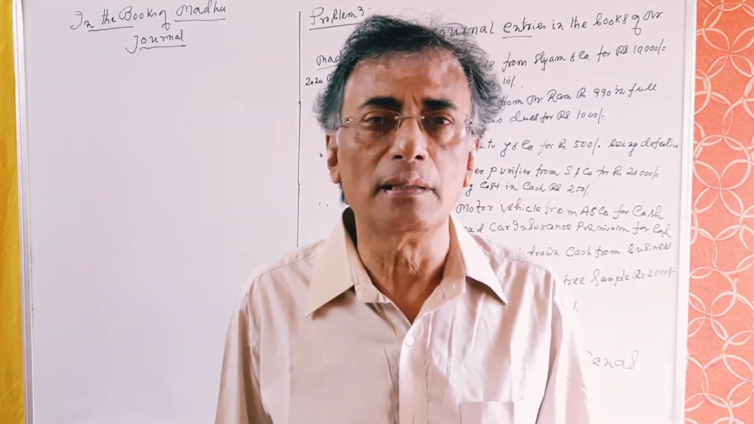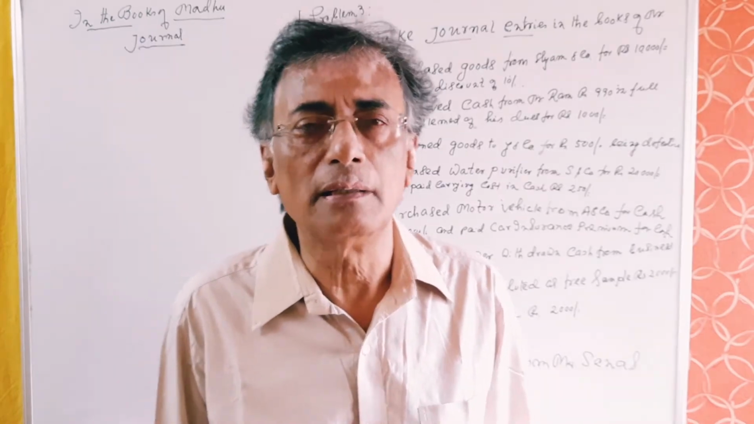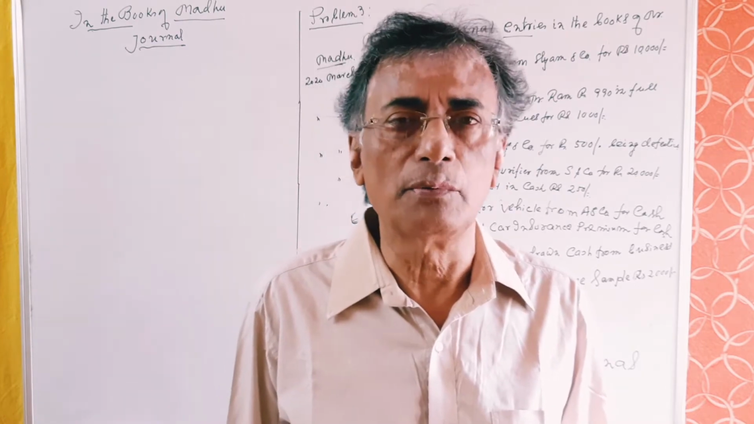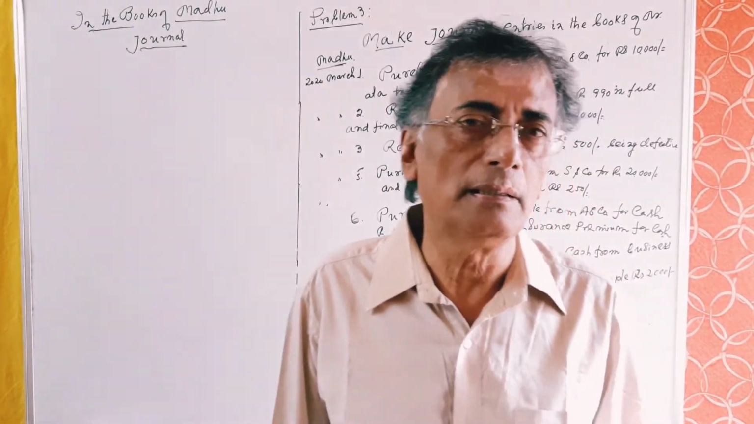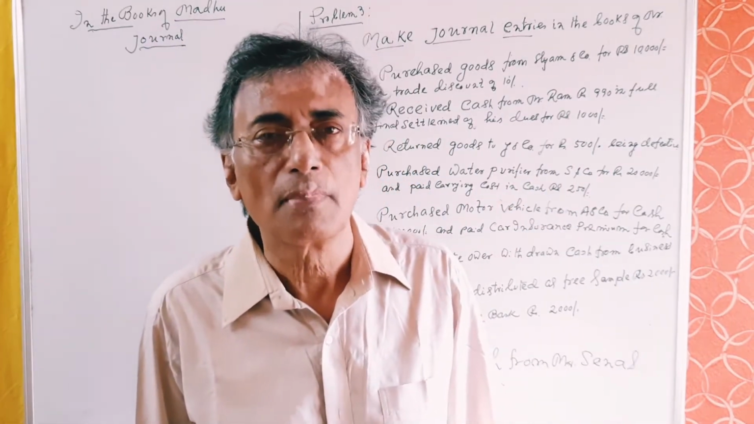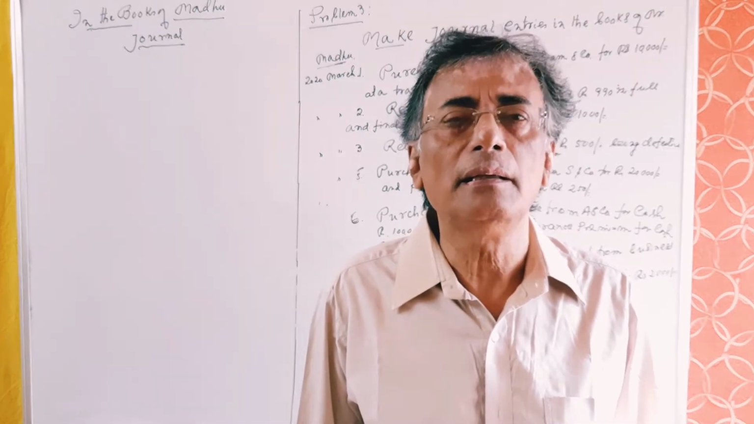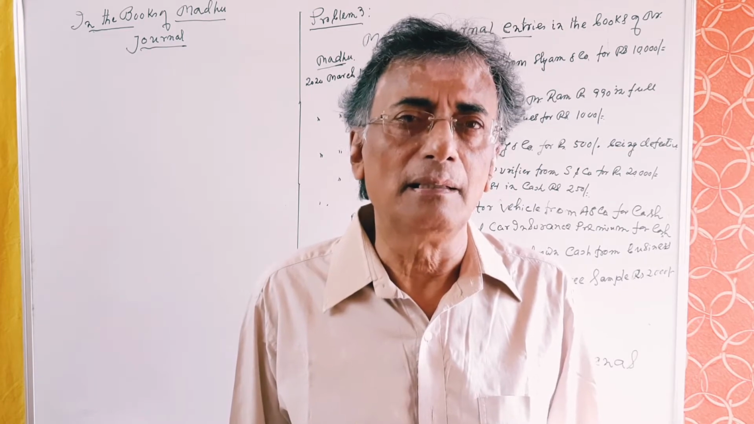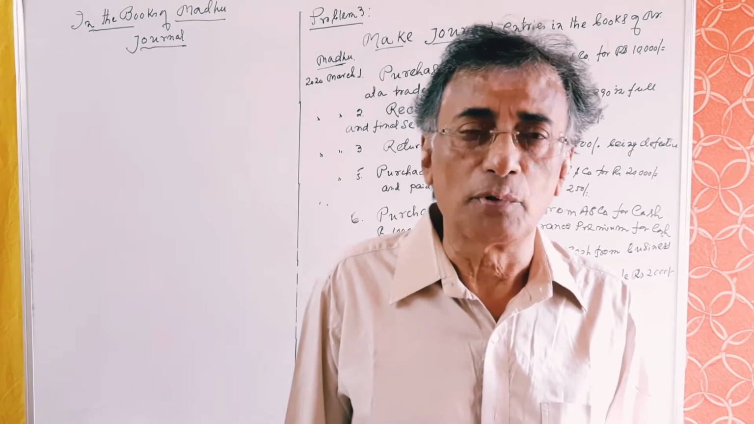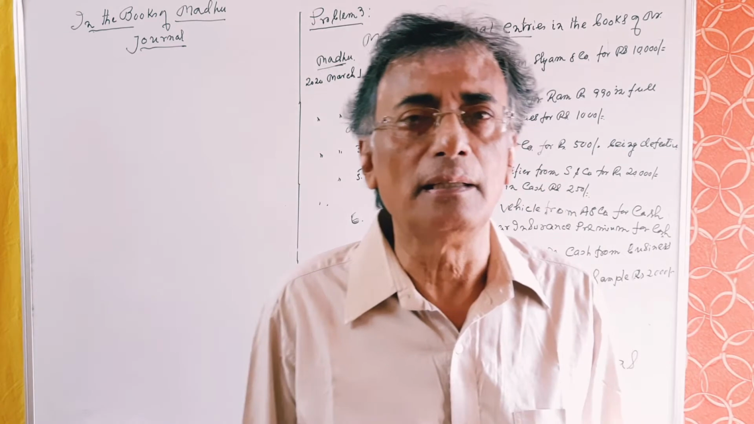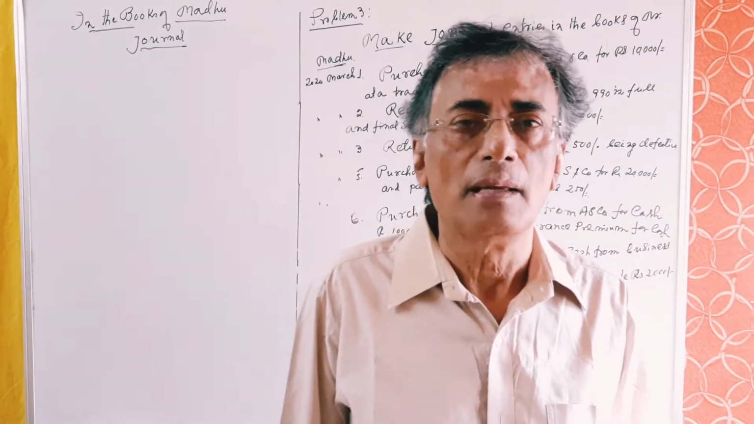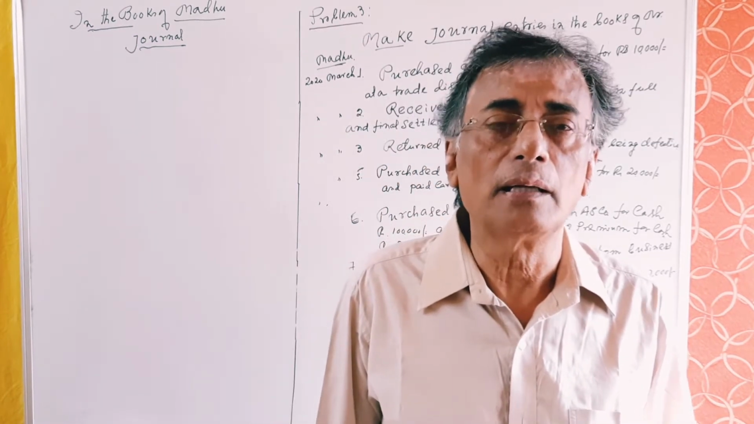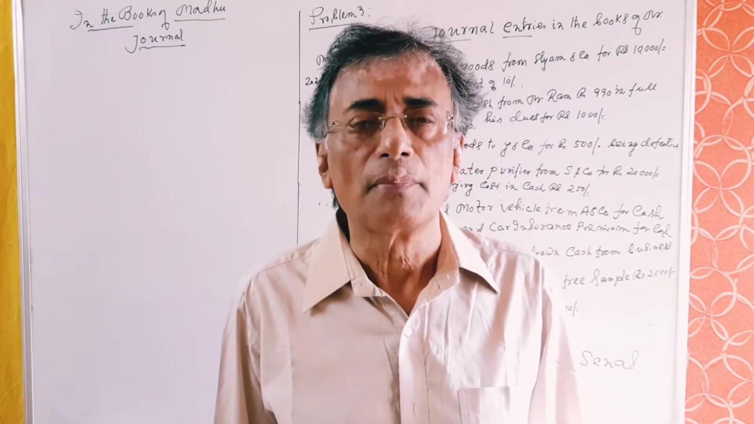Before I go into details as to the making of journal entries, I want to share some basic accounting terms with you. The first one is the definition of entry. What is entry? Entry is the process of recording a transaction in the journal. The process of recording a transaction in the journal is called entry. Entry is of two types. One is simple entry, another one is compound entry.